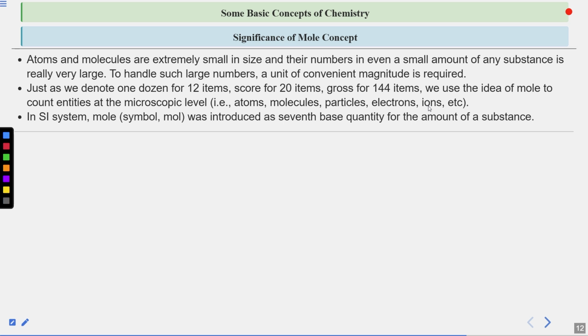So, in our SI system, this mole concept was introduced for the convenience of handling this large amount, and it was considered as the 7th base unit for the amount of substance. I hope you are getting the point of why we use this mole concept.